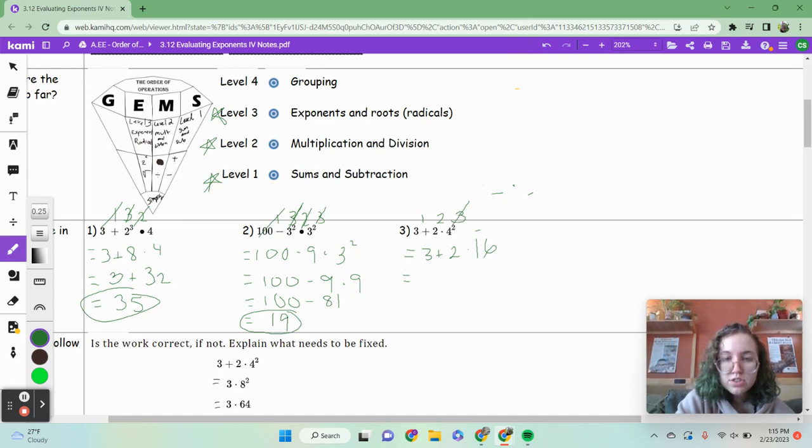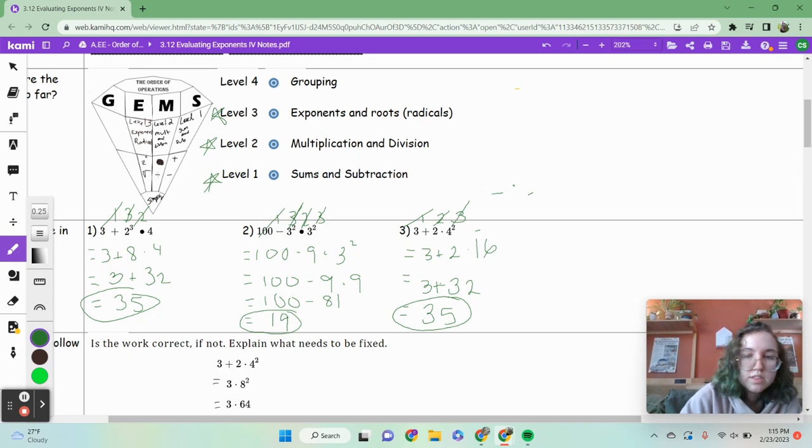Now we're solving that level 2 problem. Going from left to right, that's the next highest one that we have. So we have 3 plus, not times, plus 2 times 16 gives us 32. Can cross that out. And then we just have that level 1 left, and we have 3 plus 32 gives us 35. Whoo! Got a couple different ways to write 35 here.